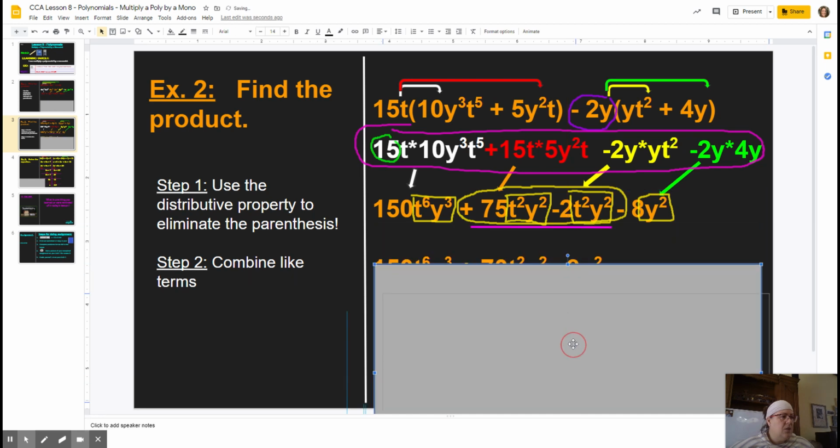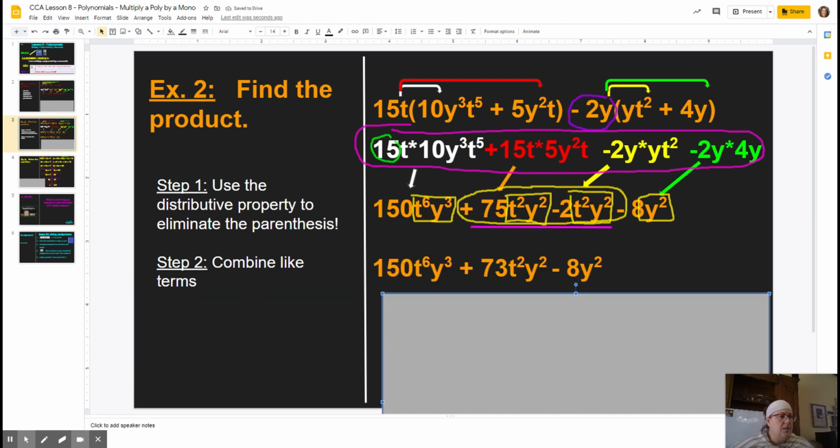So my final answer for this one is 150 t to the 6th y to the 3rd. That's this first term. And then again, when the variables and exponents are the same, those are like terms, so you just add or subtract. So 75 minus 2 gave us 73. And then I brought our minus 8y squared down as well. So this would be considered the final answer for this one. And again, I know it's completely simplified because the variables and exponents are not the same. So that would be my final answer.